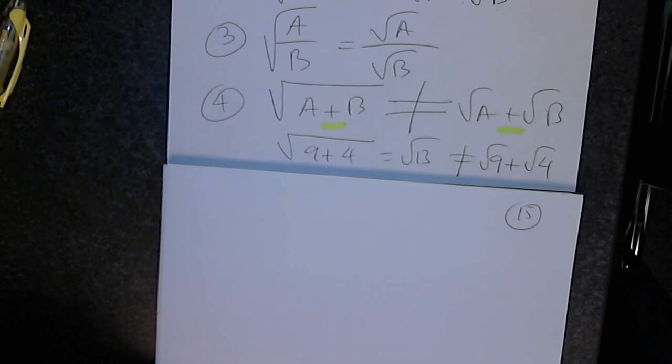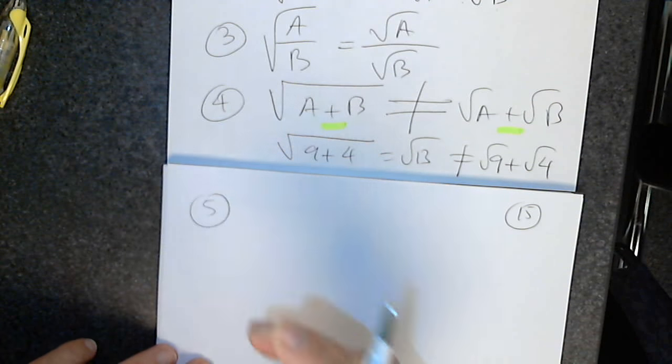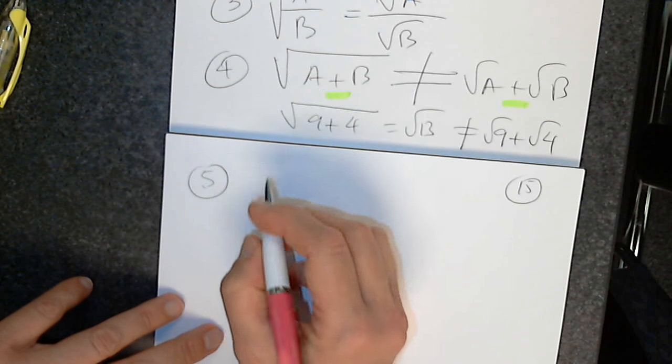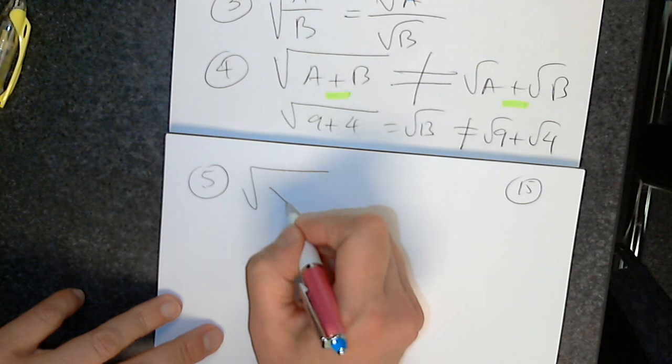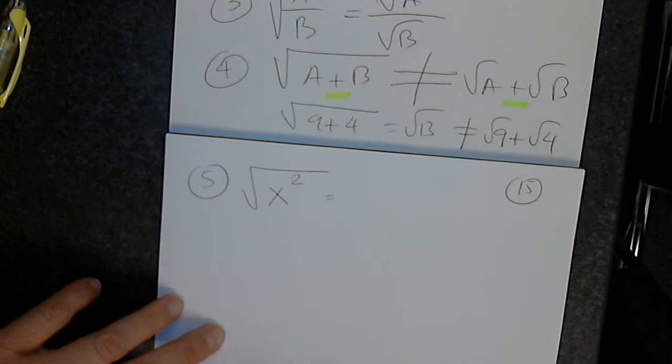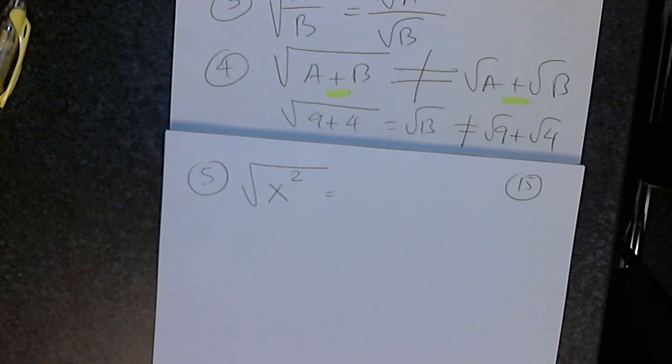Any questions? Okay, number 5. And then we'll look at some examples. What will you say about the square root of x squared? Maybe I should stop for a moment. I'll come back to this. Let's look at some examples and then we'll come back to number 5.